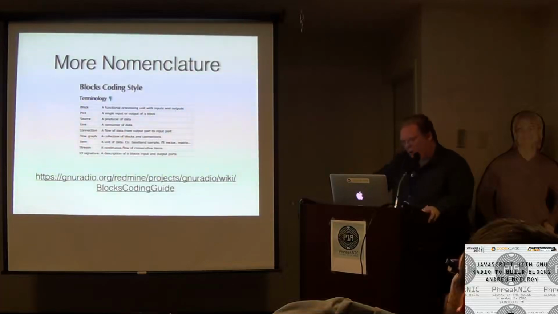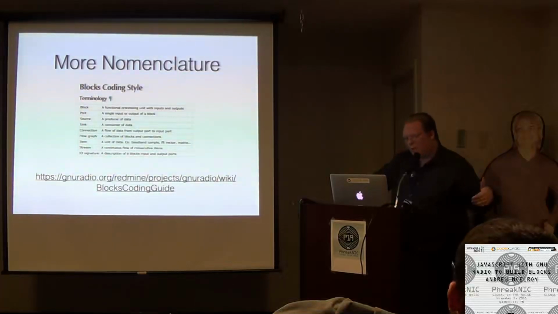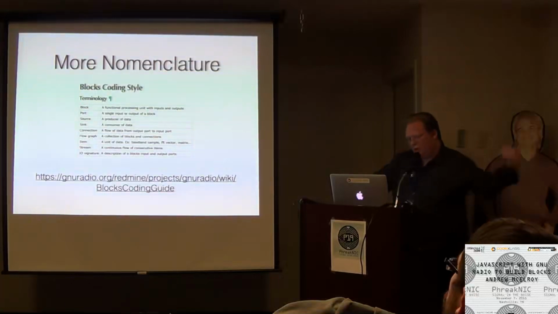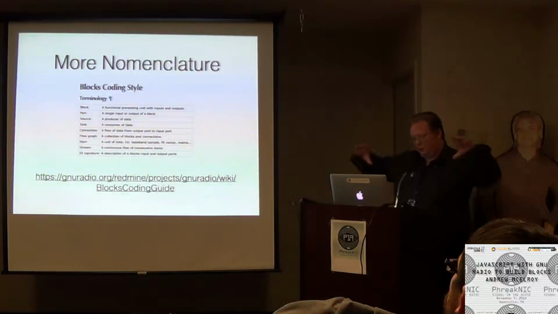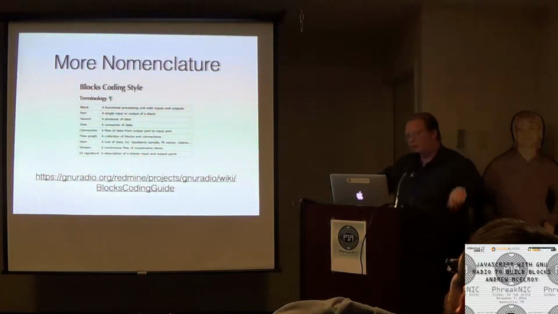So with the block, you have a port, you have a source, you have a sink, your connection, your flow graph, and your flow graph is really the whole big project. And we're going to see some examples of these. Item string, IO signature. I'm not going to spend a whole lot of time on them because it'll become more apparent as we're actually using this stuff.